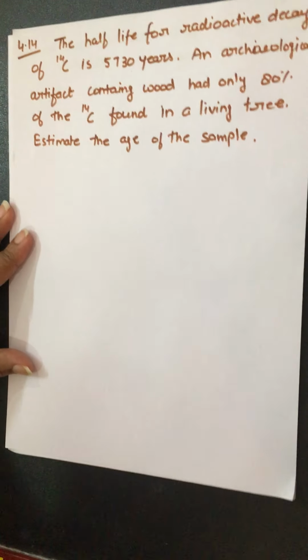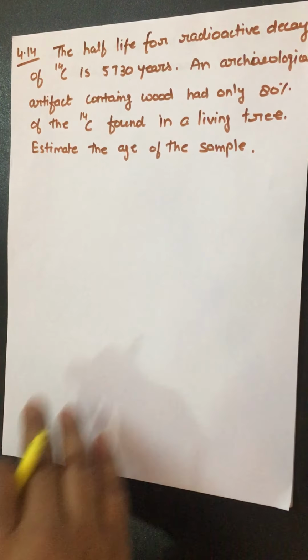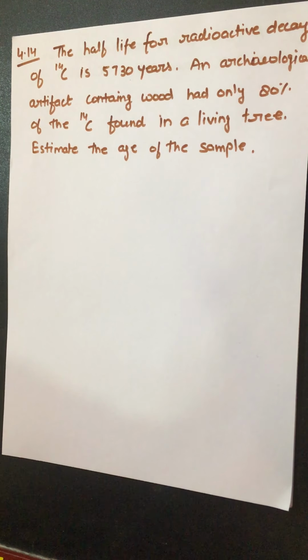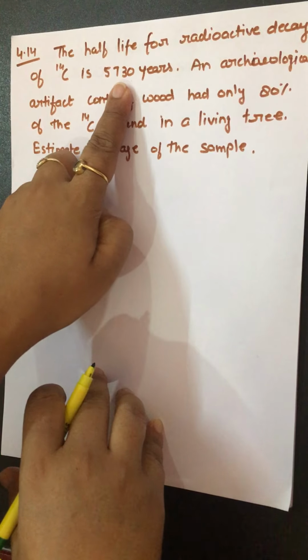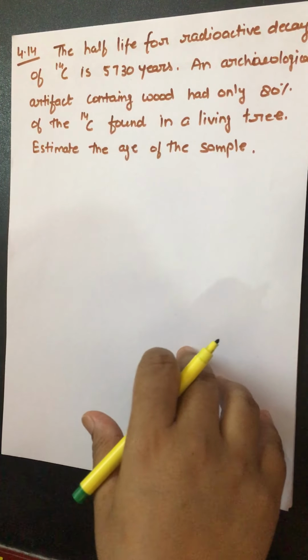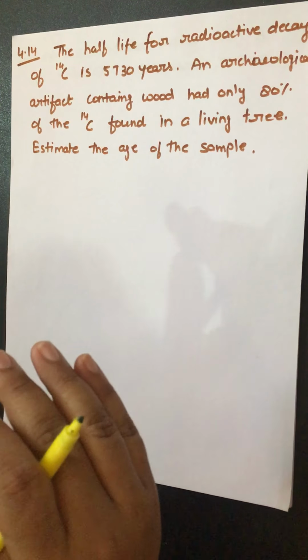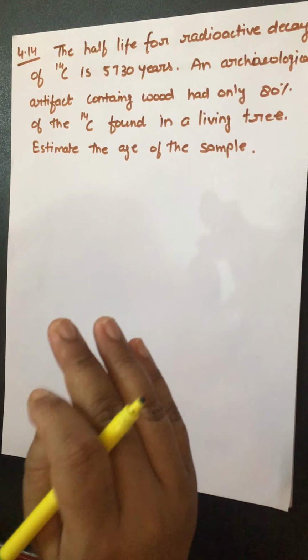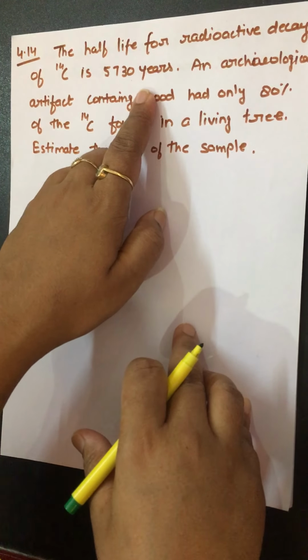Now the next type, it is question number 14. The half-life for radioactive decay of carbon-14, we know that carbon-14 is a radioactive element of carbon, is 5730 years. What do we have given in this case? Half-life time. And I told you earlier also, all the radioactive reactions follow first order kinetics. It means it will follow first order kinetics.